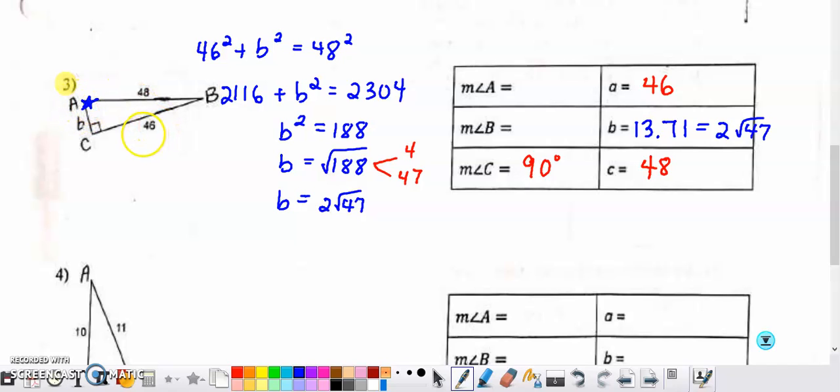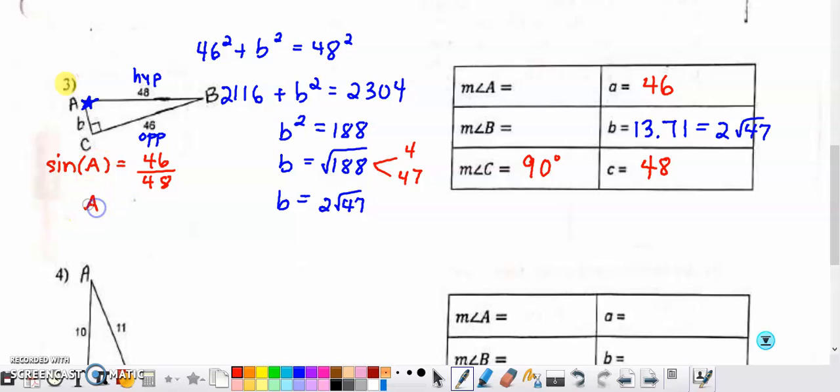And note that 46 is opposite, 48 is the hypotenuse, and then B, the unknown, well, I guess we know it now, but I'm going to ignore that, would be your adjacent. So opposite and hypotenuse, that's going to be your sine. Put here, so the sine of A is 46 over 48.